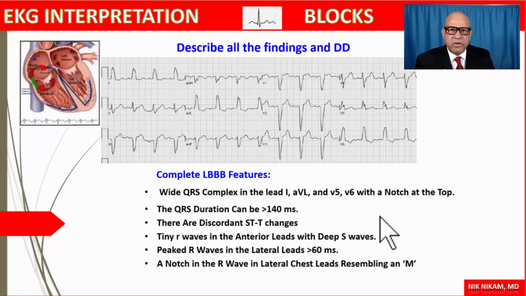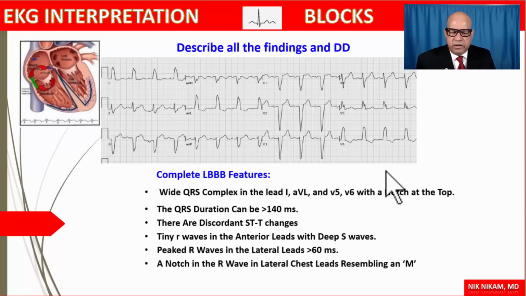Now, to summarize all the findings I talked about, here's a nice chart. First of all, complete left bundle branch block features include wide QRS complexes in lead 1, aVL, V5, and V6. The QRS duration in these patients is more often greater than 140 milliseconds. Then it is associated with discordant ST-T changes. This is an important finding. You have to mention it. There is a separate column in the cardiology board answer key.